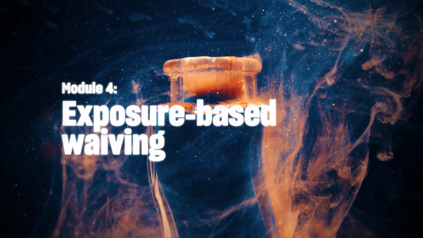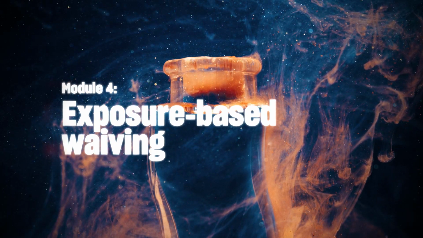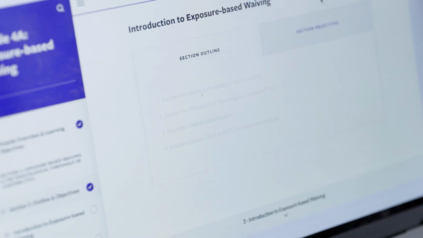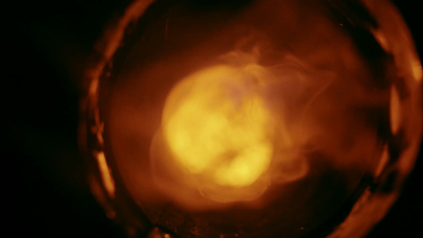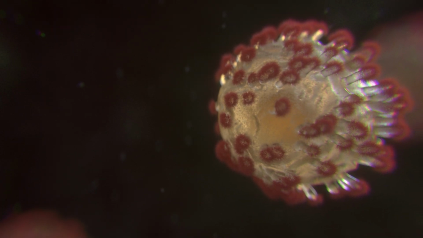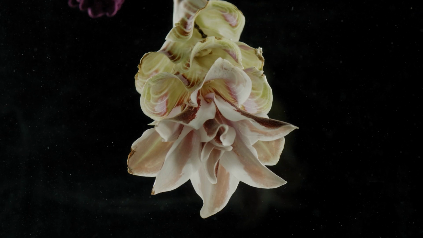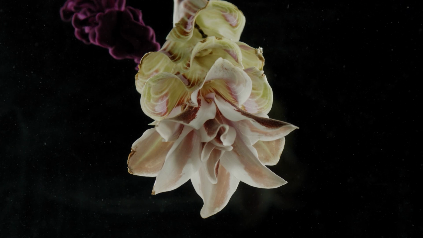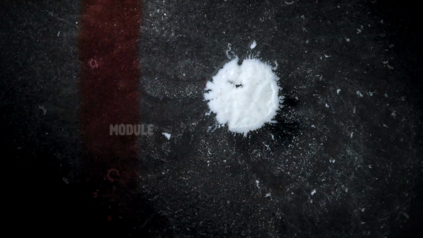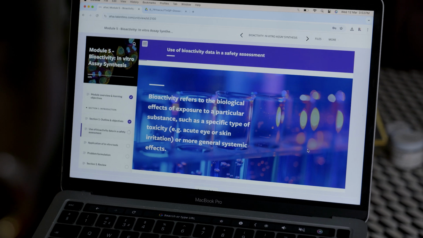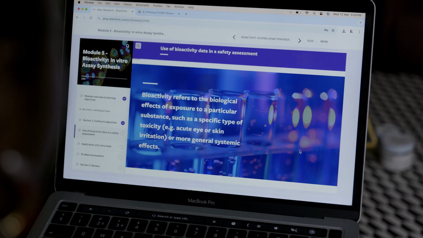There are 2 modules that talk about how you can use exposure to avoid needing to test anything at all. One is for regular chemicals, just straight up chemicals, and the other module talks about botanicals. And botanicals are interesting because they're extracts from plants, and because of that, they're variable, and they're also really complex.